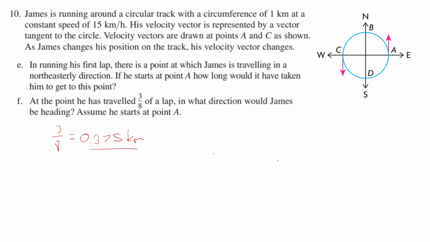I already know for each quadrant, for the lap I have, it's 0.25 kilometers. And I know when I divide this by 2, right, to get the value of the half of the quadrant, I get a value of 0.125. Now, if he went for 0.375 kilometers, I can add 0.25 to 0.125, so I can add them together to get a value of 0.375 kilometers. So that's actually my point, right?